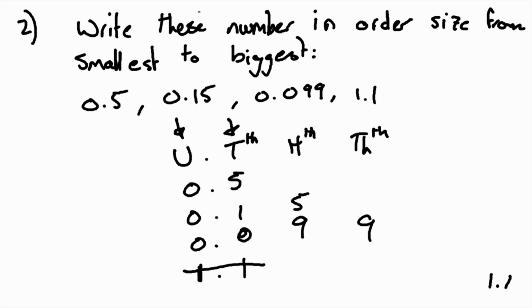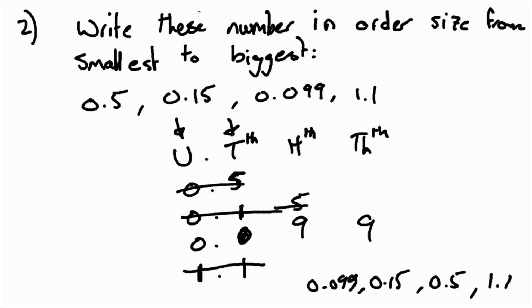Now 0.5 has a 5 in the tenths column, which is bigger than 1 and 0. So that is going to come next biggest. And 0.15 has a 1 in the tenths column. So that is going to be our second smallest. Our third biggest, our second smallest, and finally 0.099.